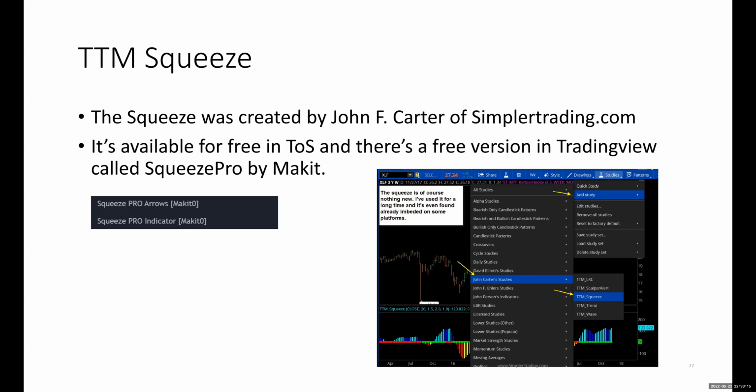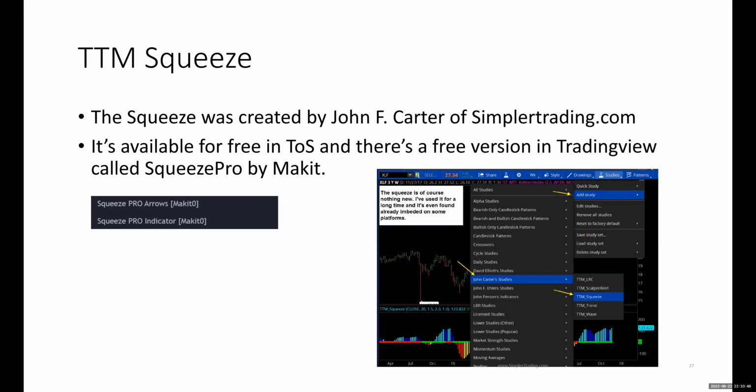First things first, it is available for free in TOS. If you're using Thinkorswim, there's a free version there. You can find it under Add Studies, All Studies, John Carter Studies, and then the TTM Squeeze. Just a heads up, the free version on TOS is the regular squeeze, so all you will see is either the red dots or the green dots, and I'll explain what the different colored dots mean.